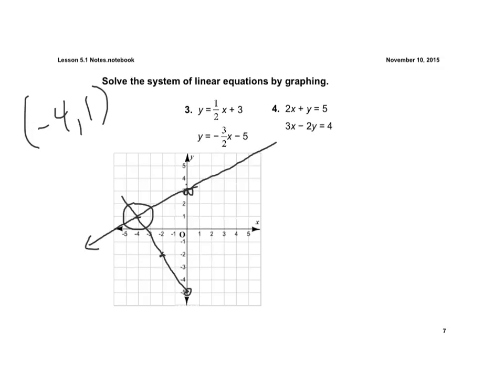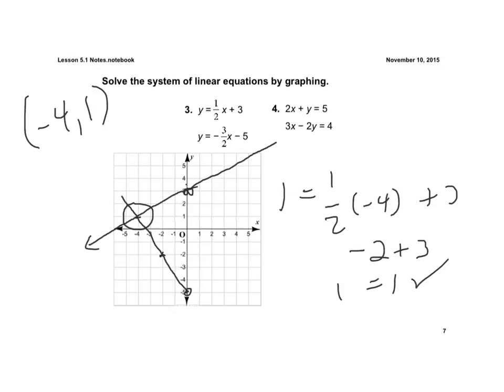And then we should check it. So if we check this, again, we have 1 is equal to 1/2 times -4 plus 3. Well, half of -4 is -2, plus 3 is 1. 1 equals 1, and that checks.